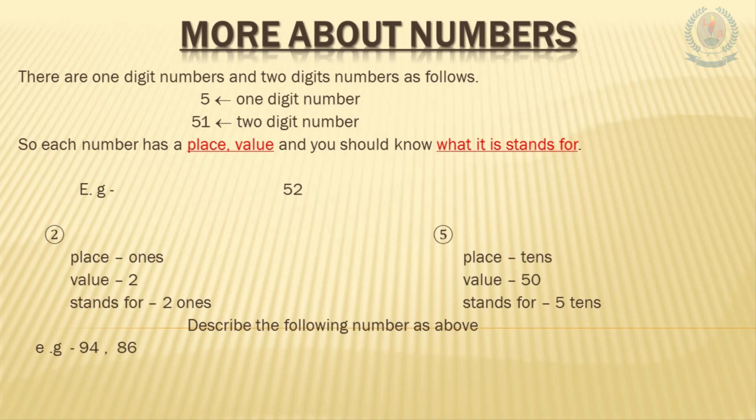Each number has a place and a value, and you should know what it stands for. Let's talk about this two-digit number. The example is 52. Let's learn the place, value, and what it stands for. Let's move to number 2 first. The place is ones, the value is 2, and it stands for 2 ones. Now next, move to number 5. The place is tens, the value is 50, and it stands for 5 tens.